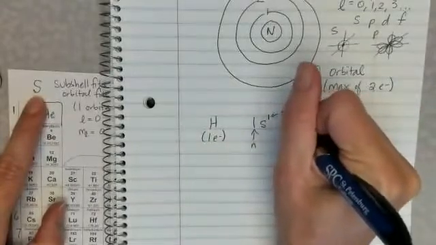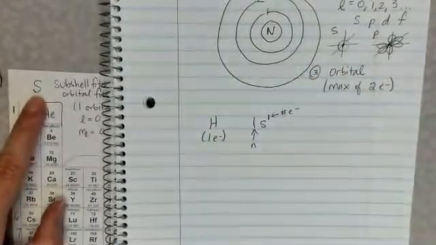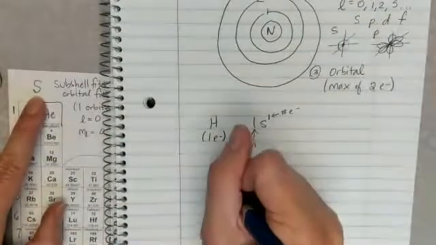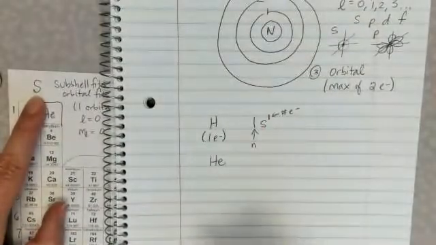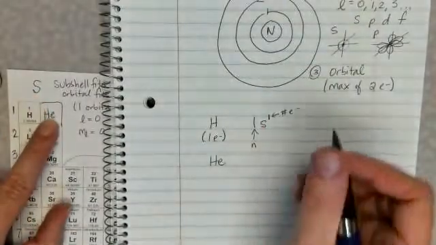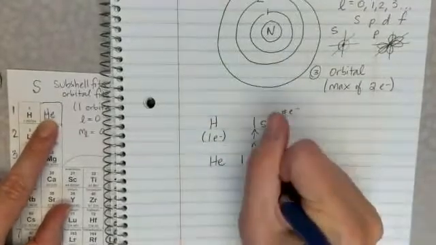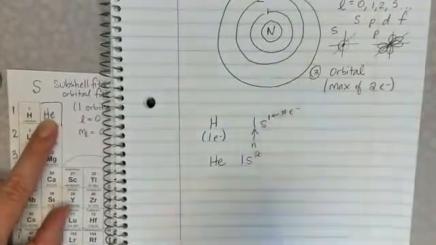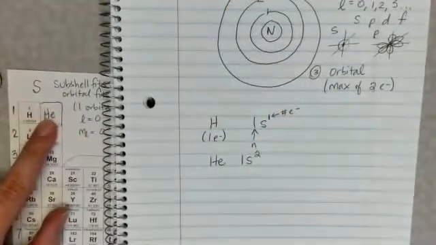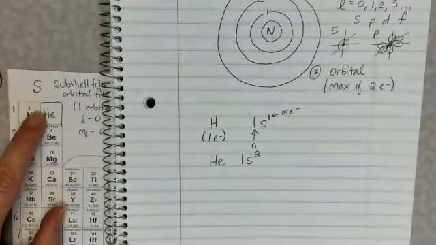So that superscript, right, is the number of electrons. So hydrogen has a 1s1 electron configuration. If I look at helium right next to it, now with 2 electrons, it's still in row 1. It's still in the S space, but now there's 2 electrons in it. So 1s2.